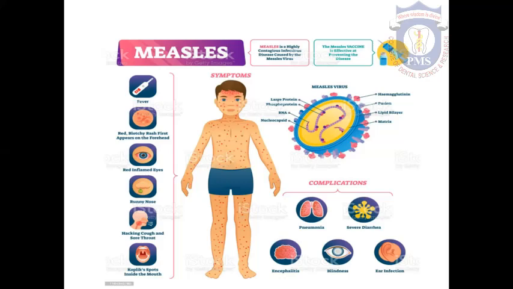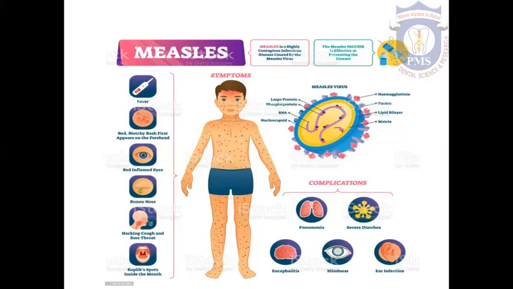Once again, about Koplik spots. Koplik spots are pathognomonic of measles, appear after 2 days following fever, and they are characterized by white to bluish spot surrounded by an erythema, appear first on buccal mucosa near second lower molars, rapidly spread to involve the entire buccal mucosa and then fade with the onset of rashes.